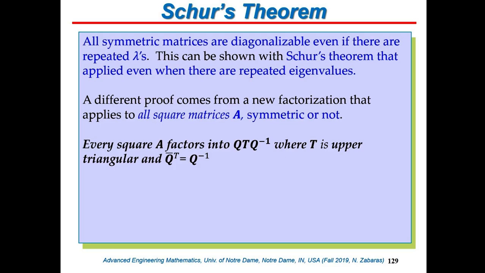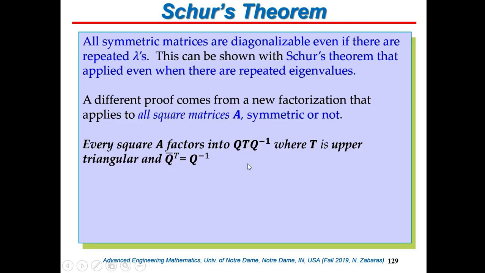So let me state the Schur theorem, and I'm going to state it directly for matrices with real numbers on them. If you have a square matrix A, you can factor it as Q T Q inverse, where T is an upper triangular matrix and Q is an orthogonal matrix.